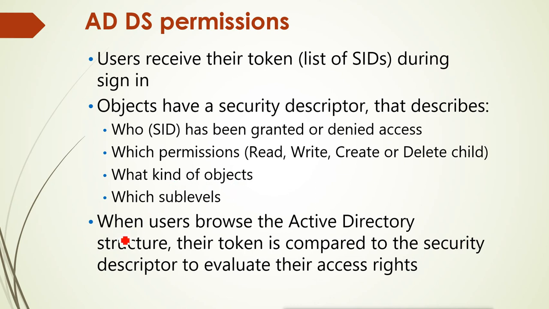Then when users browse the Active Directory structure, their token is compared to a security descriptor to evaluate their access rights. So when we give the delegate the right to manage the OU, it goes like this in Active Directory. When it browses the Active Directory structure, the token is compared to the security descriptor to evaluate their access rights, that is, whether the user has the right on that OU or not.